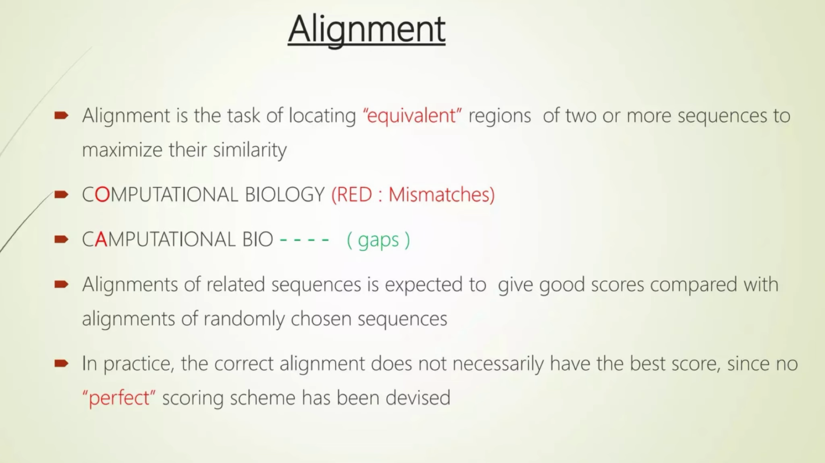Welcome to Nikolai's genetics lessons, and today we are going to talk about bioinformatics and the conceptual idea of alignment. Alignment can be global and local. So, alignment is the task of locating equivalent regions of two or more sequences to maximize their similarity.